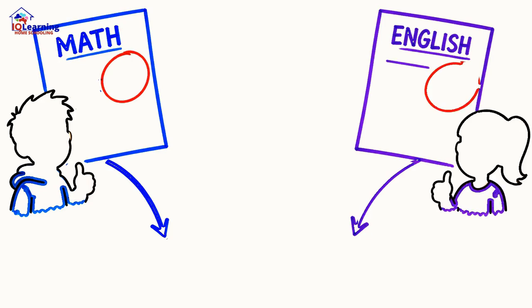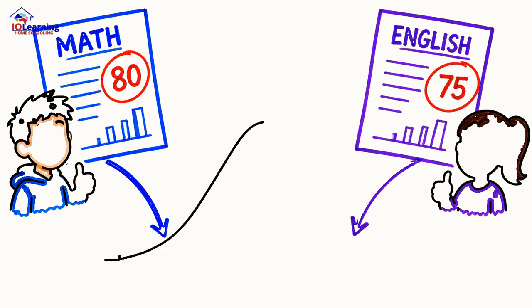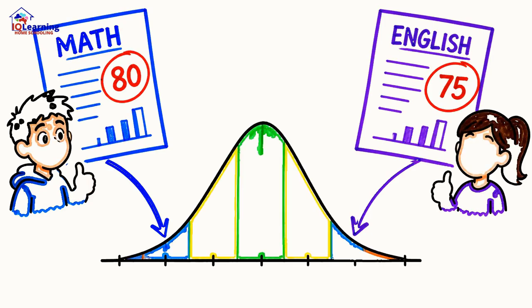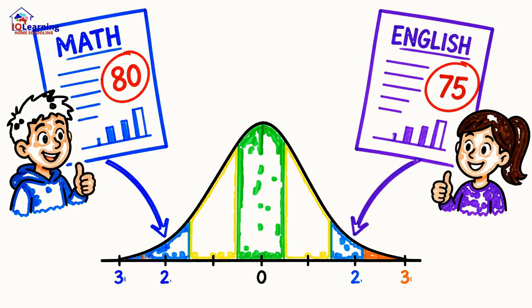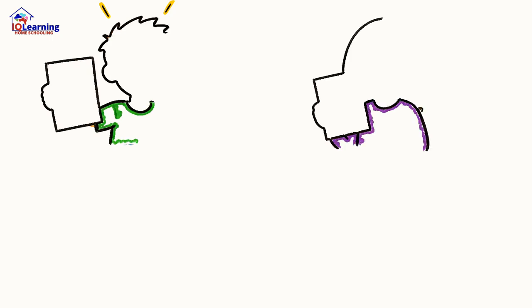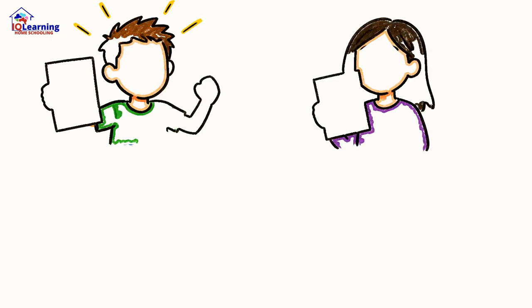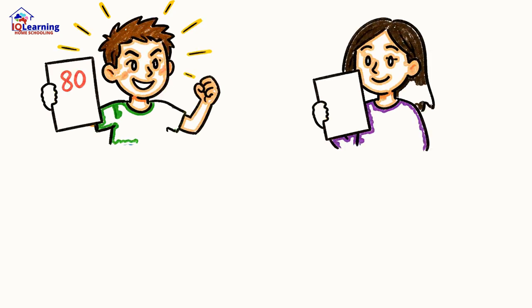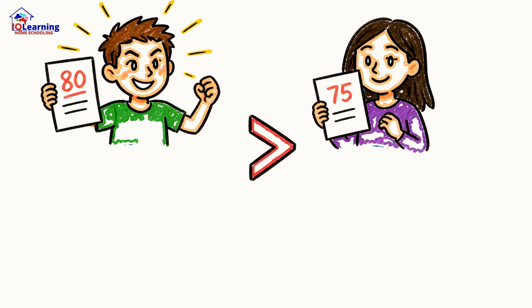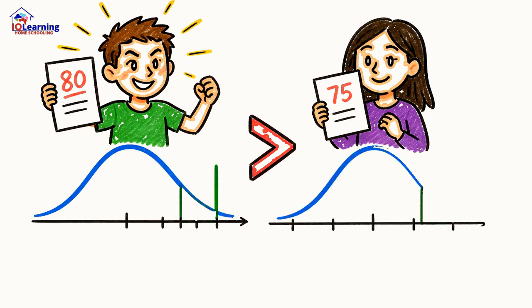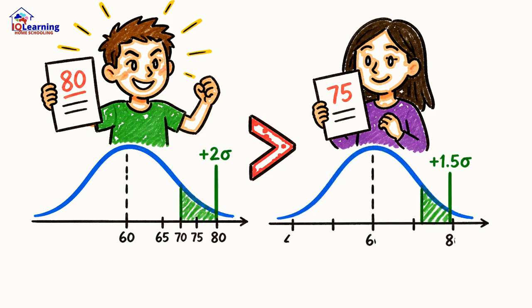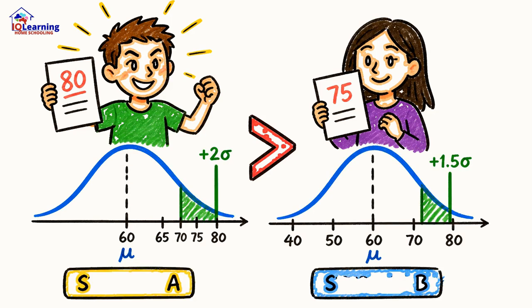Imagine student A gets an 80 in math, where the average is 70 and the standard deviation is 5. They are exactly 2 standard deviations above the mean. Student B gets a 75 in English, where the average is 60 and the standard deviation is 10. They are 1.5 standard deviations above. By converting their scores into this universal measure, called a z-score, we see student A performed better relative to their peers.